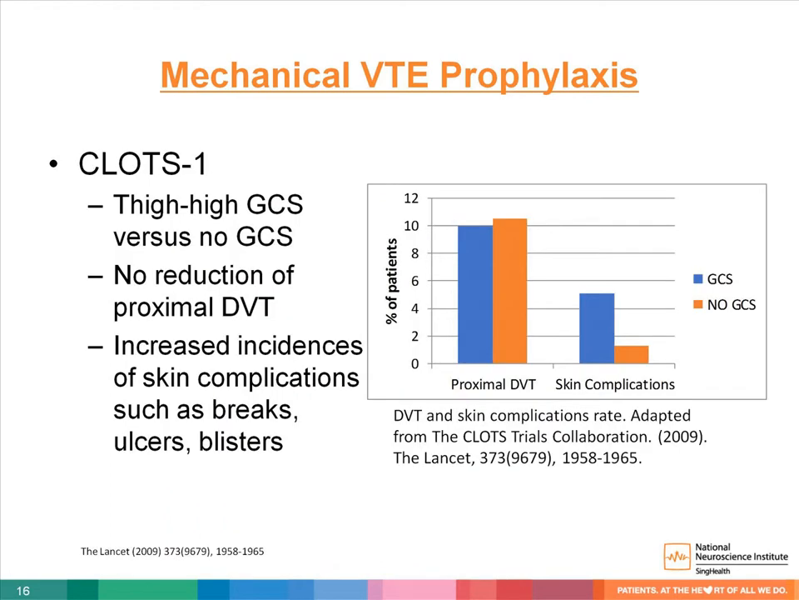The CLOTS 1 study, a large multi-center randomized trial of GCS in stroke patients, compared thigh-high compression stockings to no GCS. It showed that thigh-high stockings did not reduce VTE events. There was also a significantly higher incidence of skin complications.